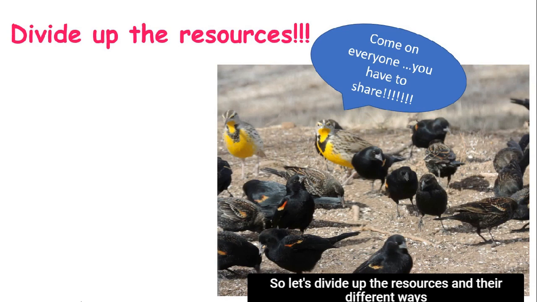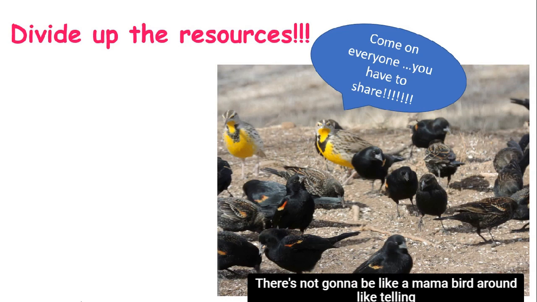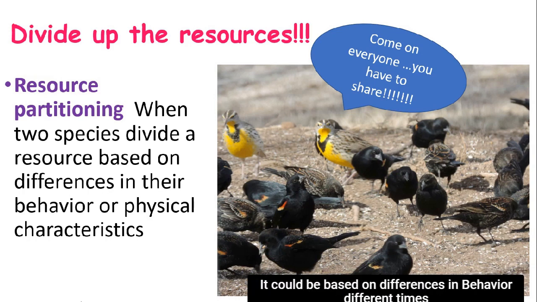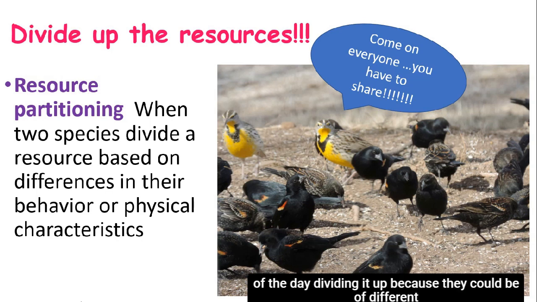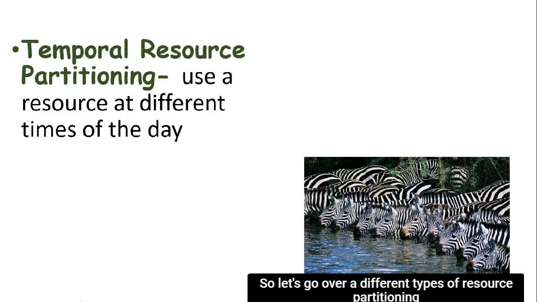So let's divide up the resources. And there are different ways that organisms can divide up those resources. There's not going to be like a mama bird around telling organisms how to do it, but they have different ways they divide them up. And that's called resource partitioning. When two species divide a resource based on different things, it could be based on differences in behavior, different times of the day. Dividing it up because they could be of different sizes, so they can only eat very specific sized resources. So let's go over different types of resource partitioning, different ways to divide up those resources.